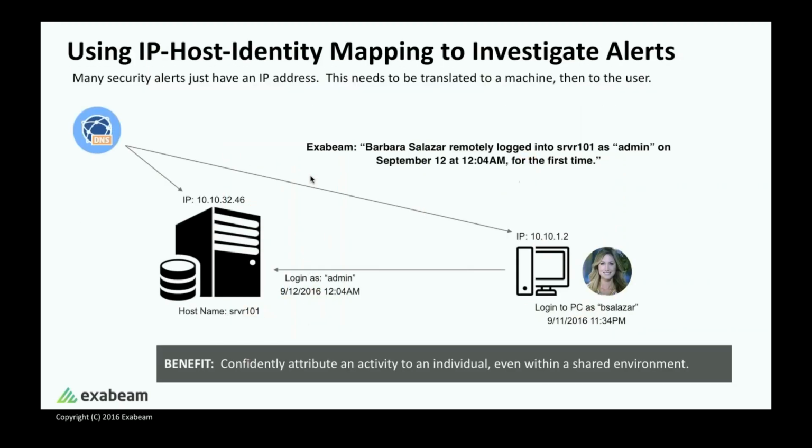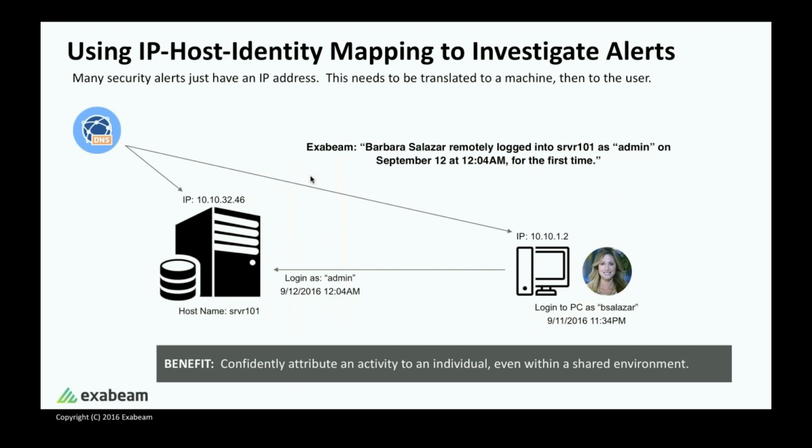I talked a little bit about IP to host to identity mapping. We'll show this in the product too. Most security alerts, you just get an IP address. You might have a machine name, you might not. You may not have a username at all. But Exabeam is able to stitch these things together.